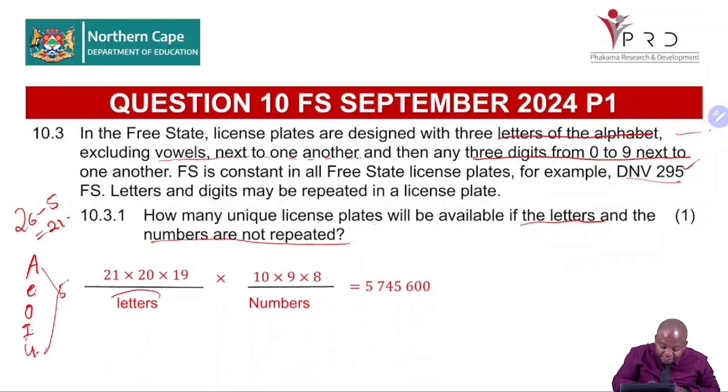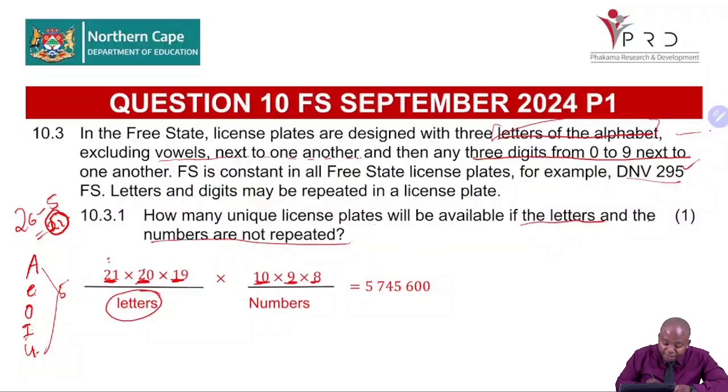Now, let us work with this. There are 3 letters, so we have 3 slots for the letters: slot 1, 2, 3. And for the numbers, we again have 3 slots: 1, 2, 3. You're looking for the valid number plates if the letters and the numbers are not to be repeated. So no repetition. We have a total of 21 because we took out the 5 vowels.